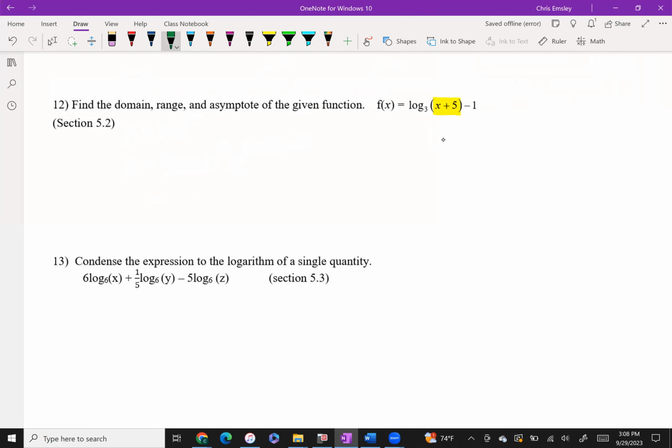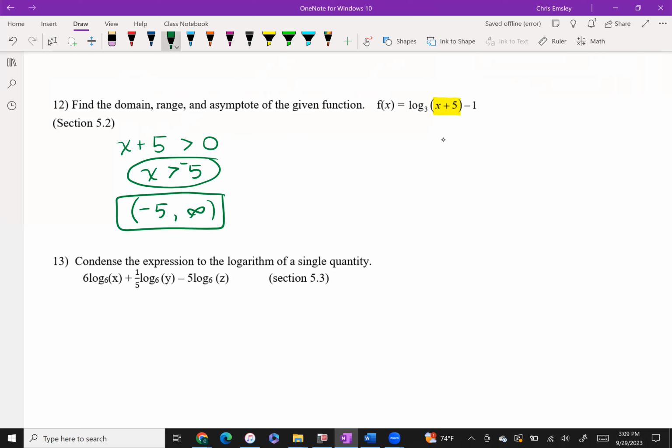So to find the domain, that's what we want to do. You don't need to worry about that -1 when we're finding the domain. We need to worry just about the argument of the logarithm, and it has to be positive. If we subtract 5 from both sides, that means x has to be greater than -5. There is our domain. If we wrote it in interval notation, it would be -5 to infinity.